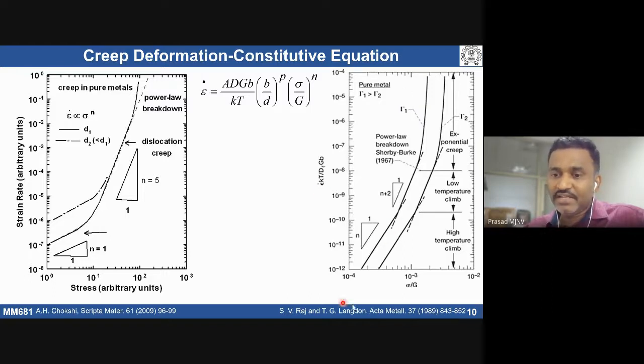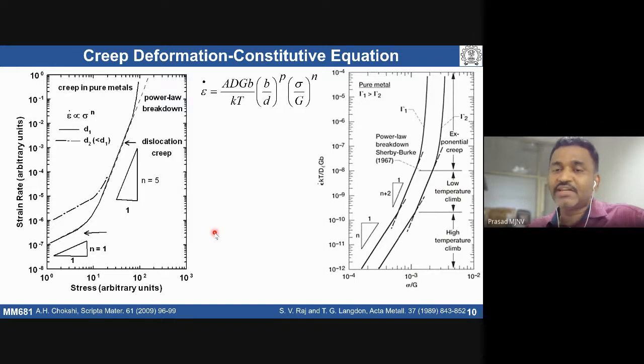If you look at here, at low temperatures we talk about low temperature climb, and at high temperatures, high temperature climb. In the case of high temperature, we are talking about only one dislocation creep mechanism, which is n equal to 5, the high temperature climb. We are talking only about high temperature climb. At high temperatures, we do not see low temperature climb.